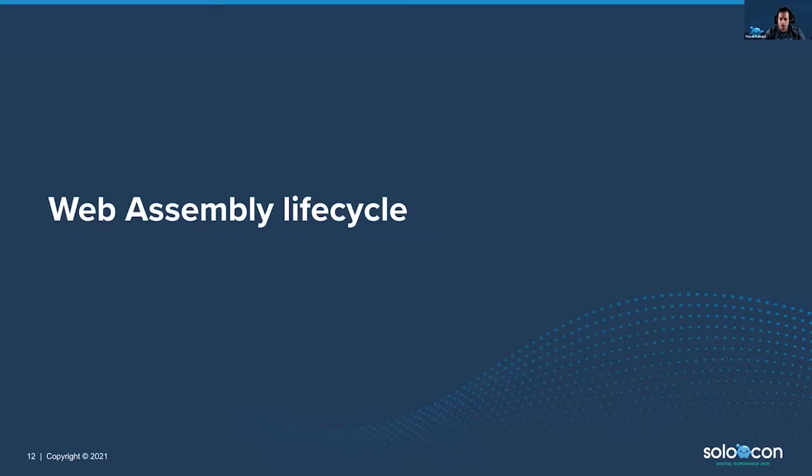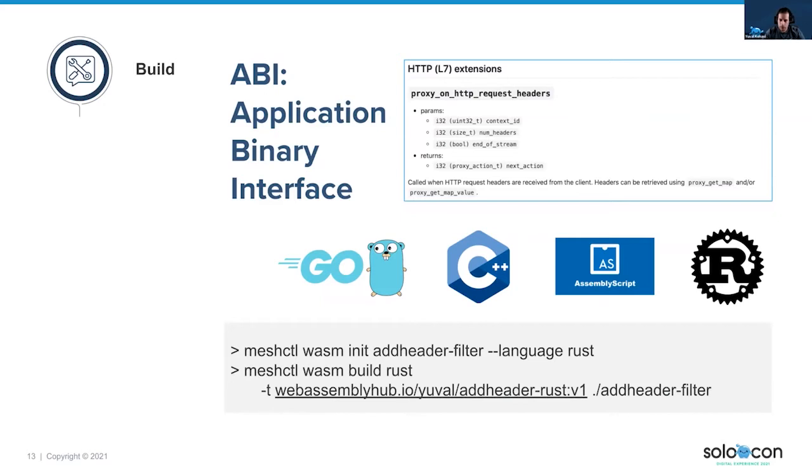So let's talk a little bit about the lifecycle from the developer writing the code until the filter ends up in your Envoy data plane serving requests. So the first step is to build a filter. Now, Envoy WebAssembly filters need to adhere to the Envoy ABI, Application Binary Interface. That's the interface between Envoy and the filter. That's how Envoy knows how to interact with the filter.